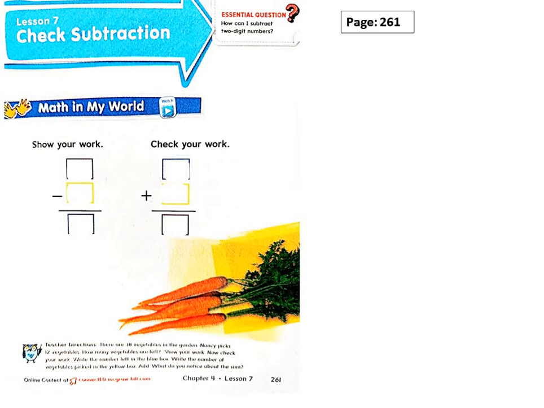261. We have a story. Listen. There are 38 vegetables in the garden. Nancy picks 12 vegetables. How many vegetables are left? What do you think, grade 2? How will you find how many vegetables are left in the garden?